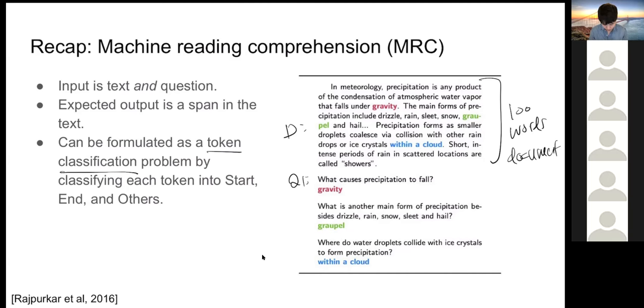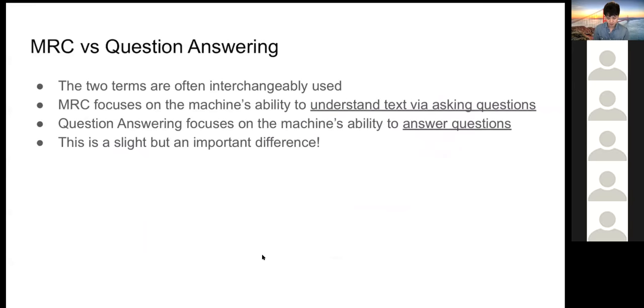And what is the relationship between MRC and question answering then? I got this question a lot from students who just began studying NLP. It's confusing because the two terms are used very interchangeably in the community. Some people don't really care about the difference, but personally, I feel there is a critical difference in terms of how you think of it rather than what the task is about. MRC focuses on the machine's ability to understand text by asking questions, whereas question answering focuses on the machine's ability to answer questions.